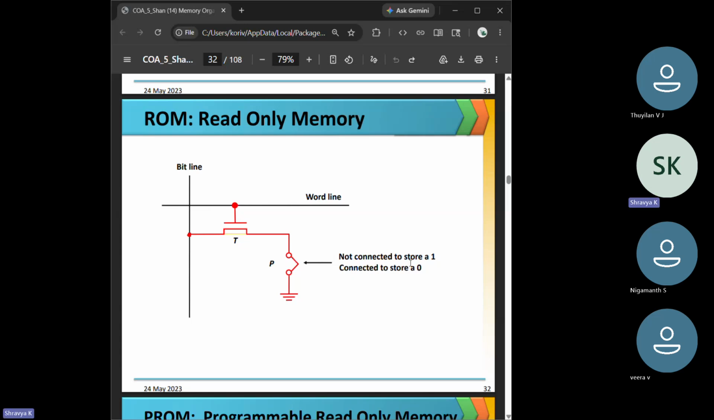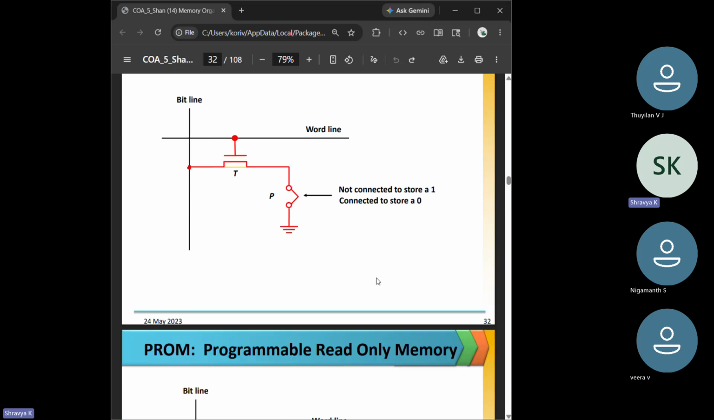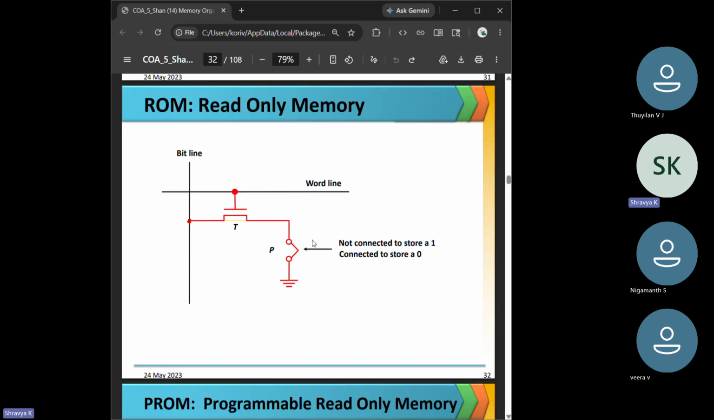Over here, if you can see, there's a connection which, if it's connected, connects to the ground and stores a 0. If it's not connected, it stores a 1. Then over here you can see there's a transistor, a bit line and a word line. If you want to read a particular bit and the transistor is activated, it will be able to see whether this is connected or not. If it's connected, it stores a 0, and if it's not, then it stores a 1. And in read-only memory, this cannot be changed.